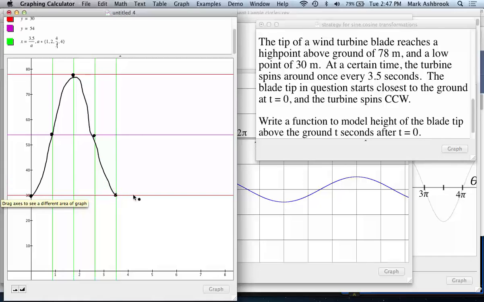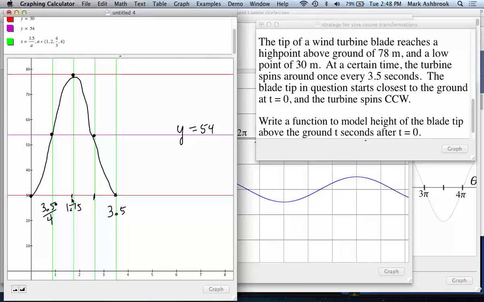Okay, so what'd you do? The minimum's at 30, maximum's at 78. That gives a midline of 54. And then the period is what? 3.5. And so we're going to split it up into 4. So 3.5 over 4 is 0.8 something. And then 1.75. And then whatever that is, 3/4 of the way.